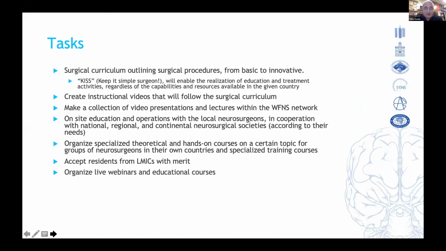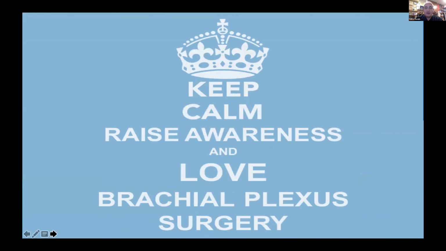So these are some tasks because we are doing our job in promoting the importance of peripheral nerve surgery worldwide, especially through the low and middle income countries. These are some tasks that we are continuously working on and preparing for education of the young neurosurgeons, to understand and to start dealing with peripheral nerve surgery, starting from organizing live webinars and educational courses, and of course on-site education and operation with local neurosurgeons and all other educational stuff. So keep calm and raise awareness and love brachial plexus surgery.